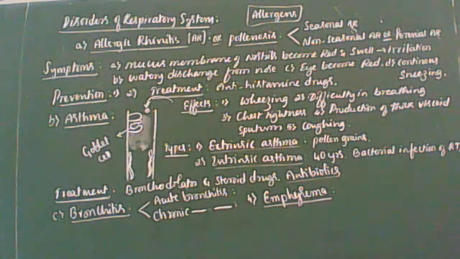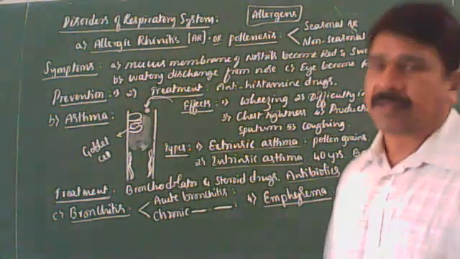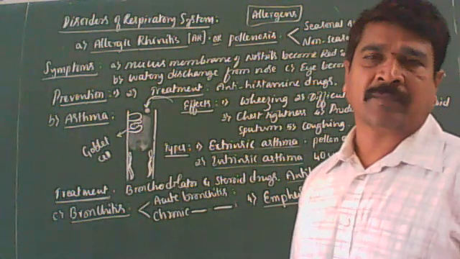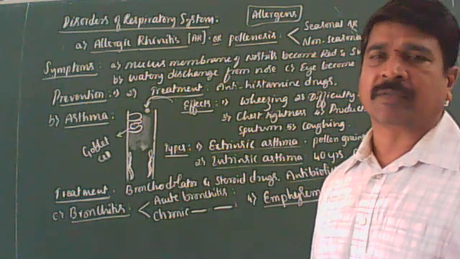Emphysema is a chronic disorder of the lungs in which the alveolar walls are damaged, due to which the respiratory surface area decreases. Got it? I think it is very clear for you. Emphysema is a chronic disorder of the lungs in which alveolar walls are damaged, due to which respiratory surface area decreases. At that time, the person finds it very difficult to breathe out.